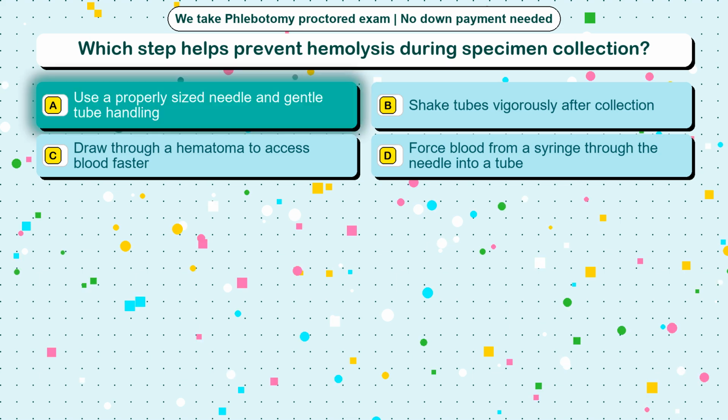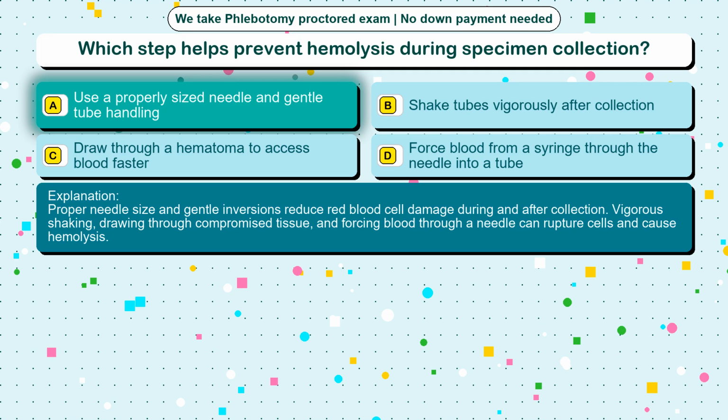The correct answer is option A. Use a properly sized needle and gentle tube handling. Proper needle size and gentle inversions reduce red blood cell damage during and after collection. Vigorous shaking, drawing through compromised tissue, and forcing blood through a needle can rupture cells and cause hemolysis.